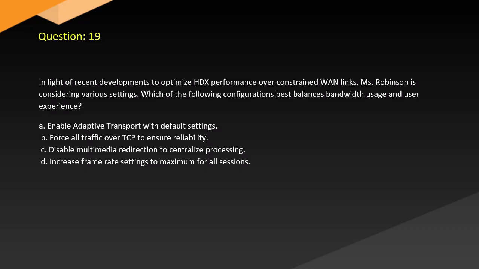Question 19. In light of recent developments to optimize HDX performance over constrained WAN links, Robinson is considering various settings. Which of the following configurations best balances bandwidth usage and user experience? A. Enable adaptive transport with default settings. B. Force all traffic over TCP to ensure reliability. C. Disable multimedia redirection to centralized processing. D. Increase frame rate settings to maximum for all sessions.